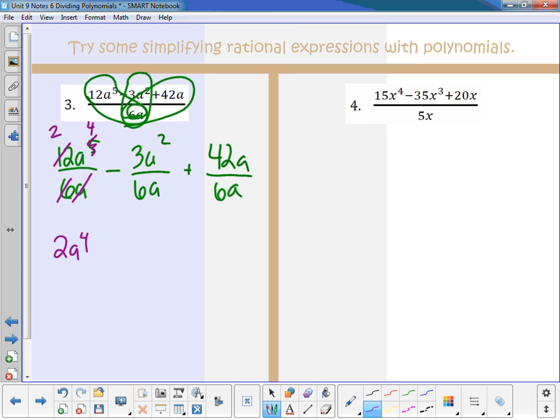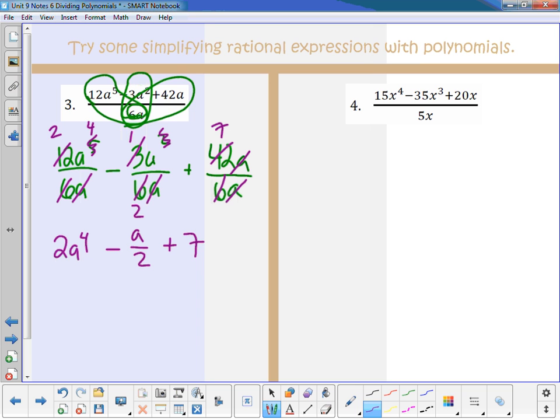Then in the second term I can reduce 3 over 6. That's going to be a 1 on the top and a 2 on the bottom. And a squared over a, this a can go away, that's going to be a to the 1st. So the second one is still a fraction that looks like a over 2, which is fine, we can leave it like that. And then the last one, 42 and 6 have a common factor of 6, that's going to be 7, that cancels out, and a over a cancels out, so I'm left with just 7.